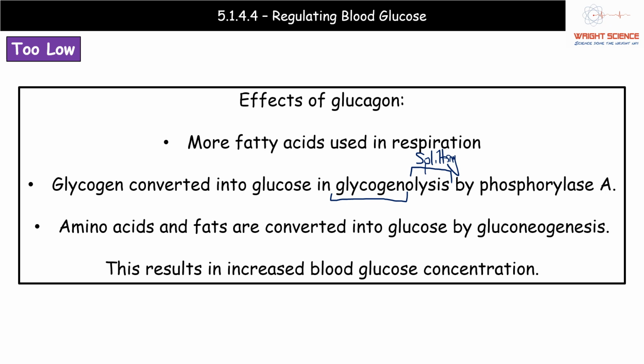And this is a process called gluconeogenesis. So again, another looking complicated word, but actually we can break it down. If we take the gluco first of all, that is relating to our glucose. Neo just means new, and genesis is our making. So we're making new glucose, and we're making that glucose from an amino acid and a fat basically. So the end result of these processes, the glycogenolysis, the gluconeogenesis, and the swap in our respiratory substrate, is going to be an increase in that blood glucose concentration.